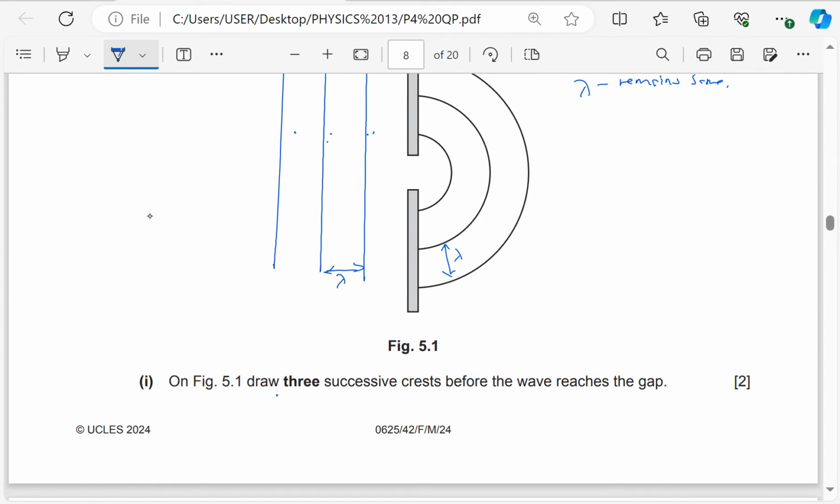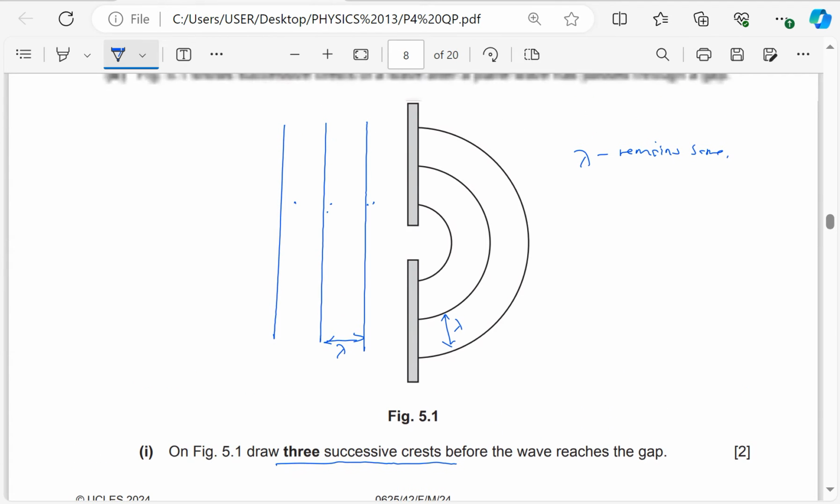So the question was, draw 3 successive crests before the wave reaches the gap. So these are my successive crests. They are parallel, and the separation, of course, you try to measure and ensure that this distance is the same. This is the wavelength, and it's the same as this distance here, because the wavelength remains the same when diffraction occurs, which is approximately the same as the size of the gap.